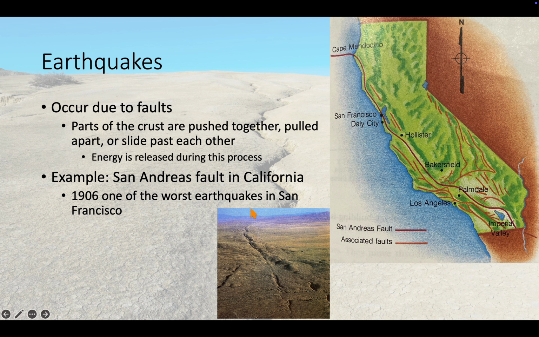1906 was one of the worst earthquakes in San Francisco. So we can see that there is a fault line that goes right down the edge of California. And this is a transform fault. Notice there's other associated faults too. Now, when we talk about plate tectonics, typically we're talking about the red line, which is the actual fault, but other smaller faults are around it, which is due to that shifting of the plates.